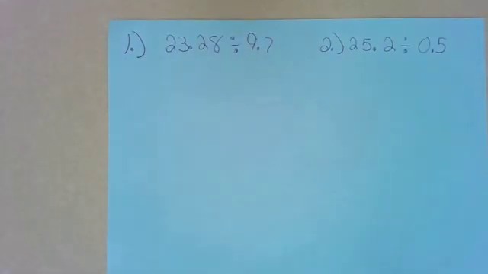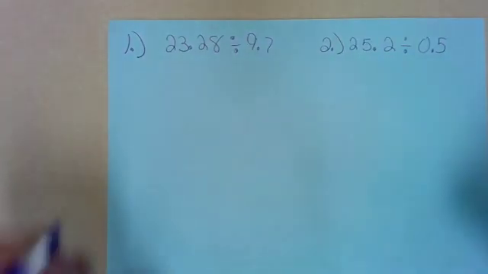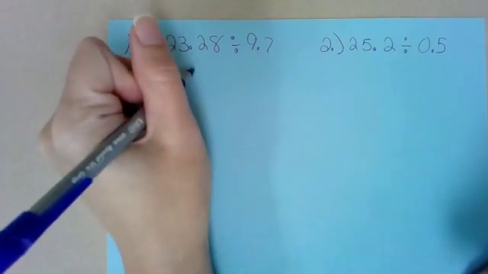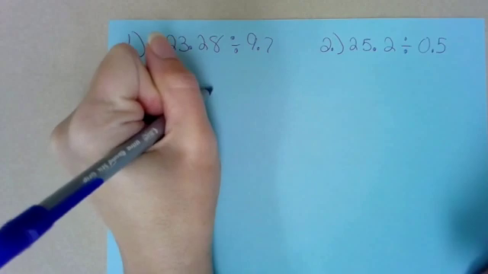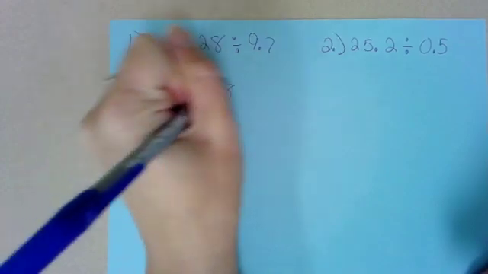All right, we're going to do some practice problems together. So the first one is 23 and 28/100 divided by 9 and 7/10. We're going to write it first using the division box.